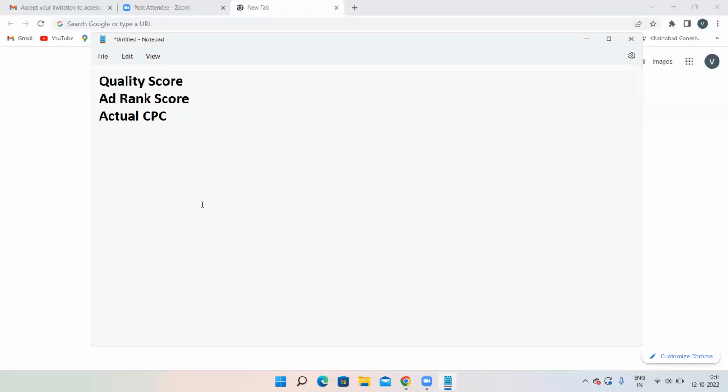Okay, guys, let us start our today's class. Very interesting topic. Just concentrate. If you understand today's class, you will understand the complete scenario of how exactly Google Ads works. Let's start with quality score.